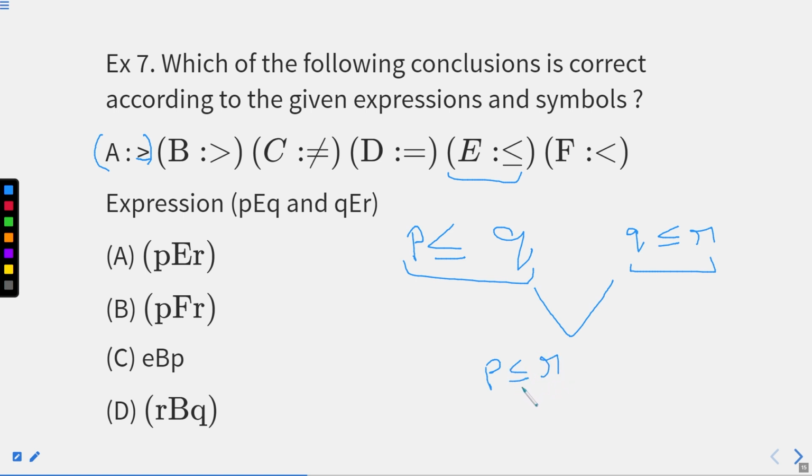And if we replace the less than or equal to again with E, what are we getting? We are getting P, then capital E, then R. And you can see in the options, this expression is written right here in option number A. This is how you solve these questions.